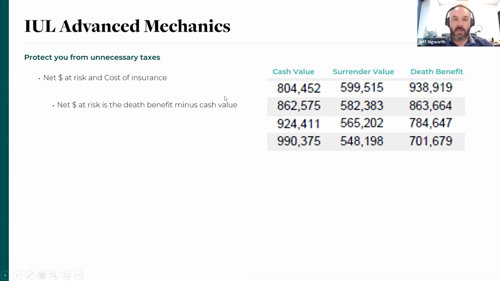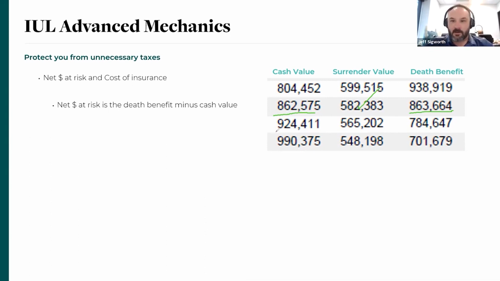Now, the net dollars at risk is the death benefit minus the cash value. What is the net dollars at risk right here? Go ahead, Betsy. Yeah, like just barely over 1,000. Yeah, $1,100. So even though I'm 69, 70 years old here, cost of insurance is much higher, but I'm only paying on $1,100. So if you don't set up an IUL properly, you don't get into this situation. The earlier you get into this situation, the cheaper it is for the client, the better.